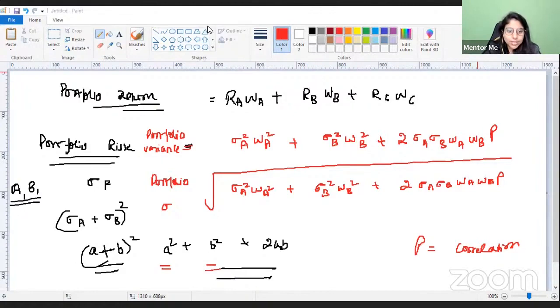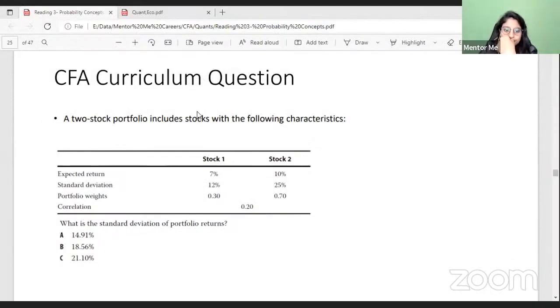So for that, let's take this example. This is the example I'm talking about. We have two stocks, stock 1 and 2. Their expected return, standard deviation, portfolio weight, and correlation are given to us. We have to calculate the standard deviation of the portfolio. Can we calculate it? What do you think? Please try to calculate it using the formula we've just discussed.